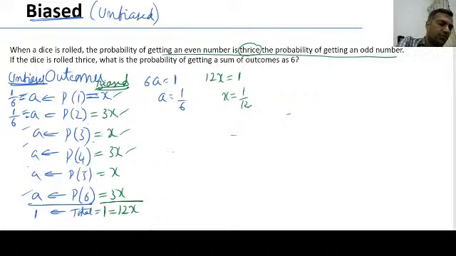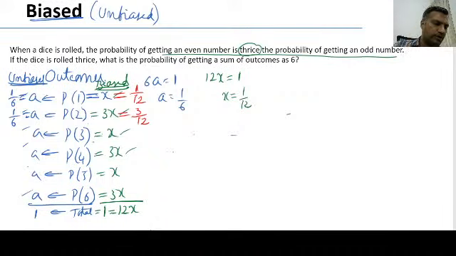So, you are saying that, therefore, the probability of getting an odd number is 1 by 12 and the probability of getting an even number is 3 by 12. Okay, 3 times 1 by 12 is 3 by 12. You can write it as 1 by 4 also. It does not matter. This is what matters. All right, this is how you get to write the numbers.